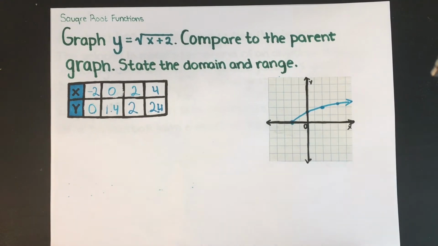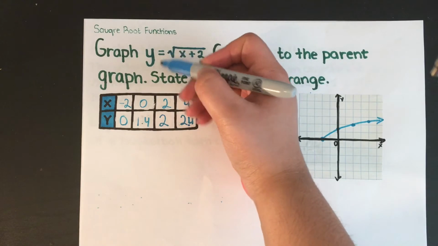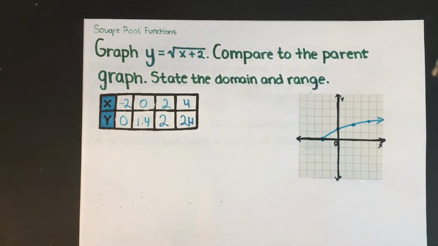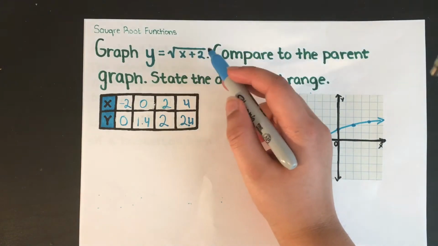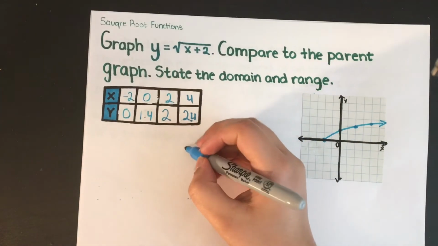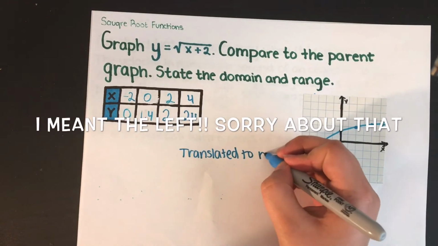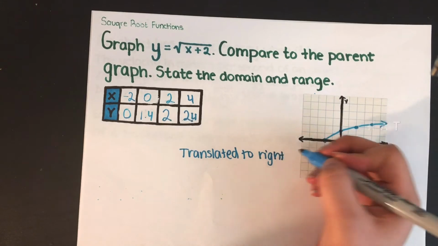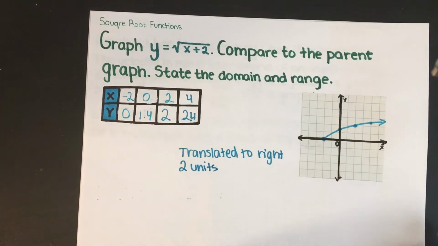Now, when we're comparing this to the parent graph, notice how there are no negatives, no values outside of the radicand. So, we have to look at what's inside. Since it says plus 2, we know that it would be translated to the right by 2 units. So translated to the right 2 units. There.